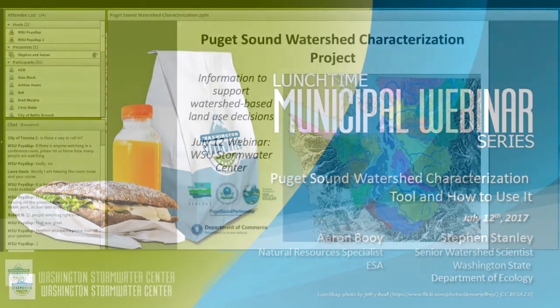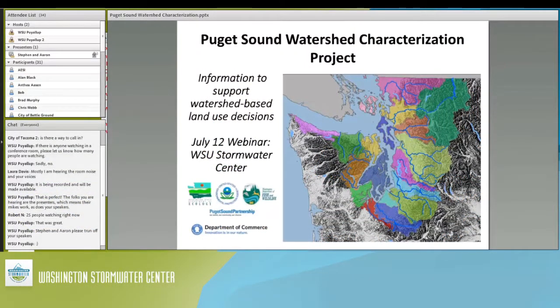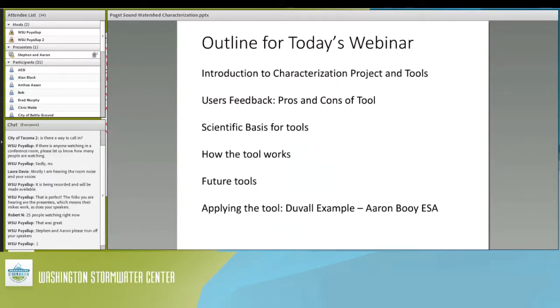My name's Stanley, and I'm going to talk today for about 20 minutes about the characterization tool that we've been working with for the past 10 years. And to give you an introduction here, I'm going to very briefly go over what the characterization project is and how we develop those tools.